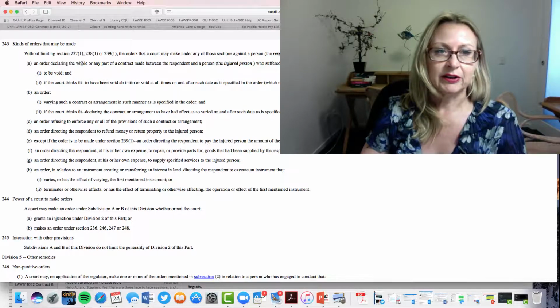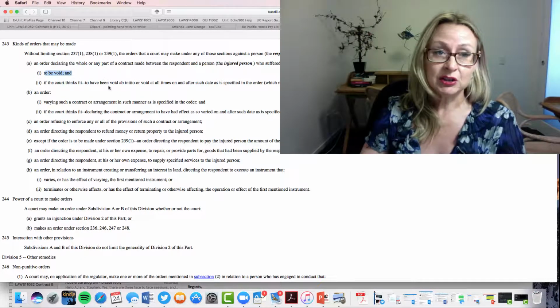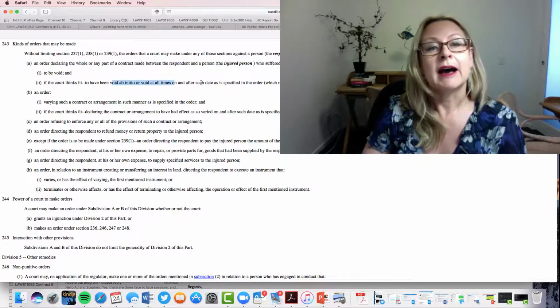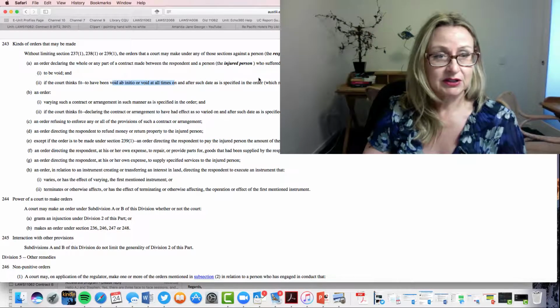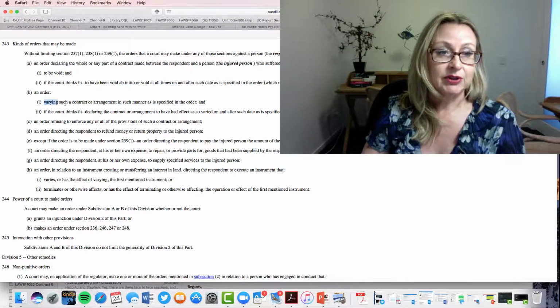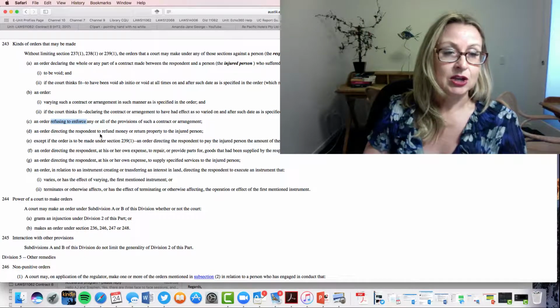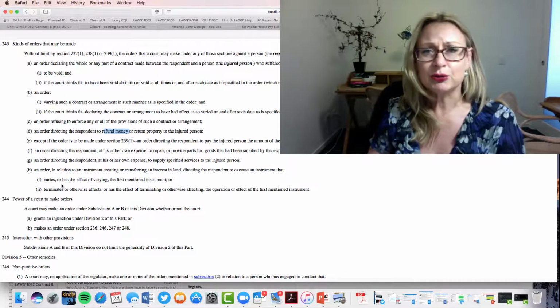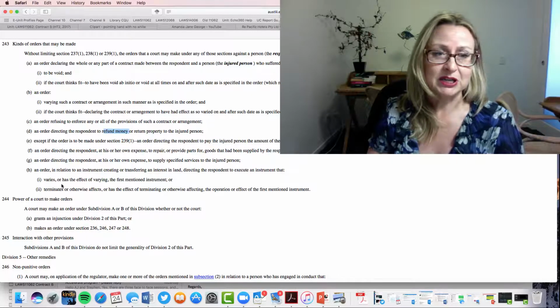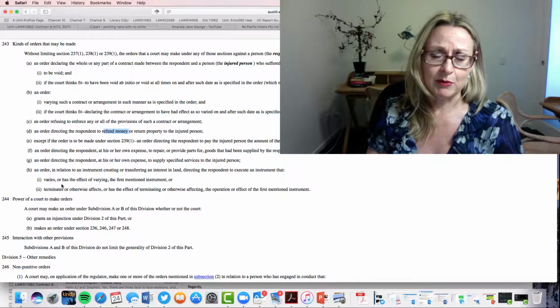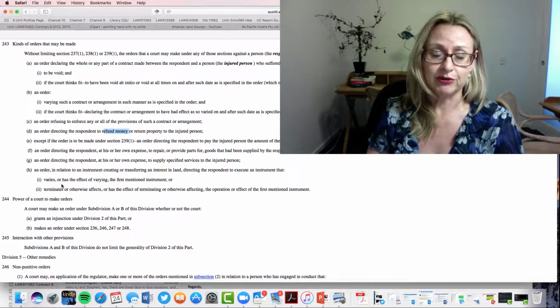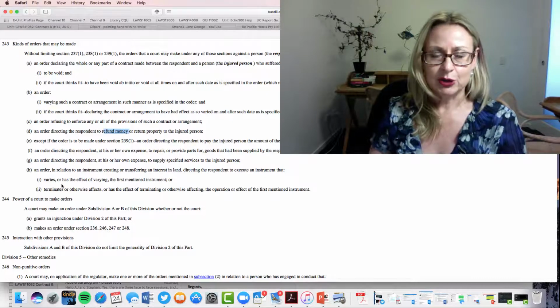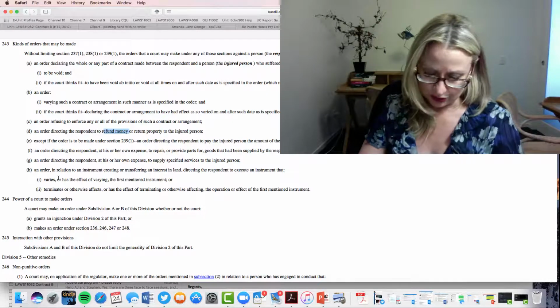So an order declaring whole or any part of a contract made to be void, and it can be void ab initio, or at all times after a particular date, if the court thinks that that is the right thing to do. You can have variations being made. You can have a refusal to enforce, so unenforceability. You can have refunds being made, and so on and so forth. So very useful grab bag of goodies there for a potential plaintiff to get exactly the kind of remedy that they really do need the court to provide them with. So they are the ancillary orders that you can get under Section 237.